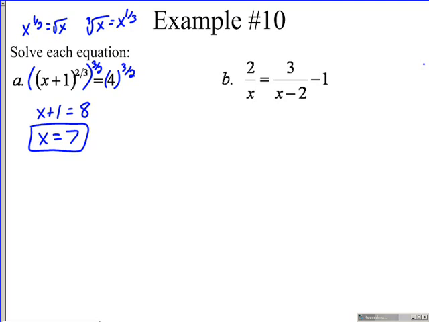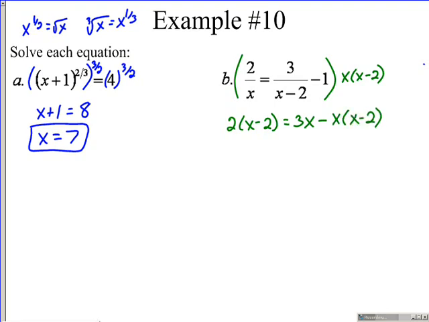Letter B, fractions in an equation. Remember, we want to get rid of those right away. So I'm going to multiply by the least common denominator, which is x times x minus 2. When we do that, first fraction, I still need to multiply by the x minus 2. Second one by just the x. Third one by both x and x minus 2. Begin simplifying. We have 2x minus 4 equals 3x minus x squared plus 2x.